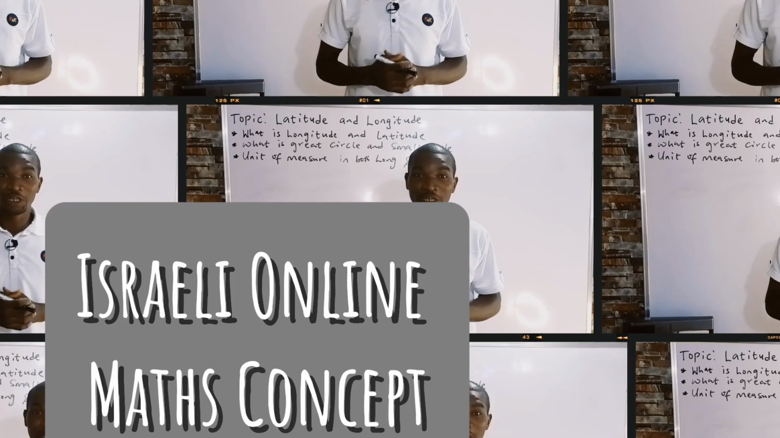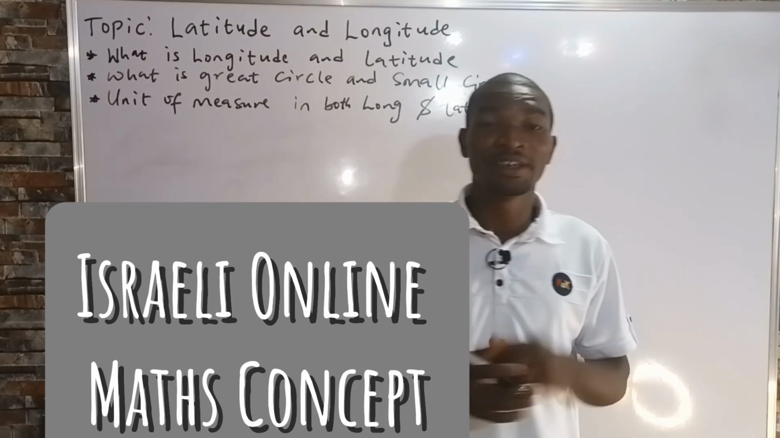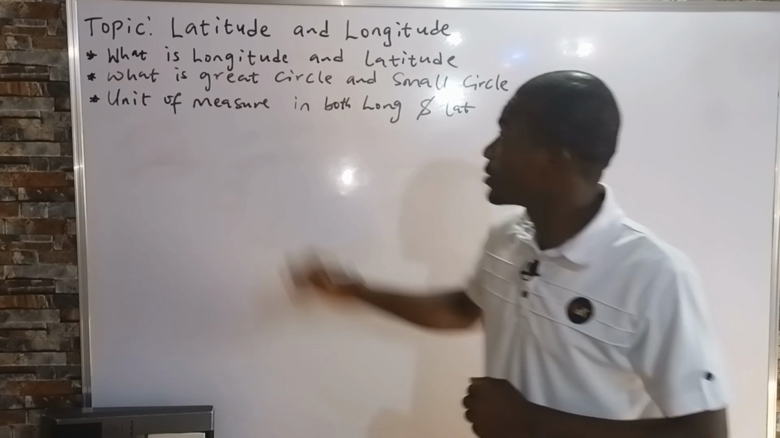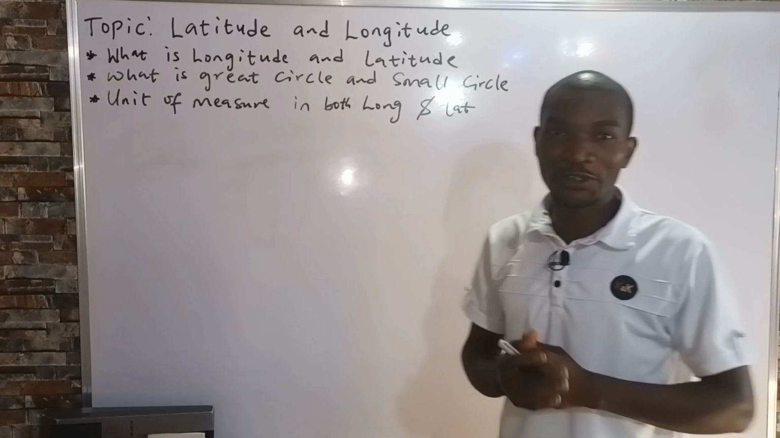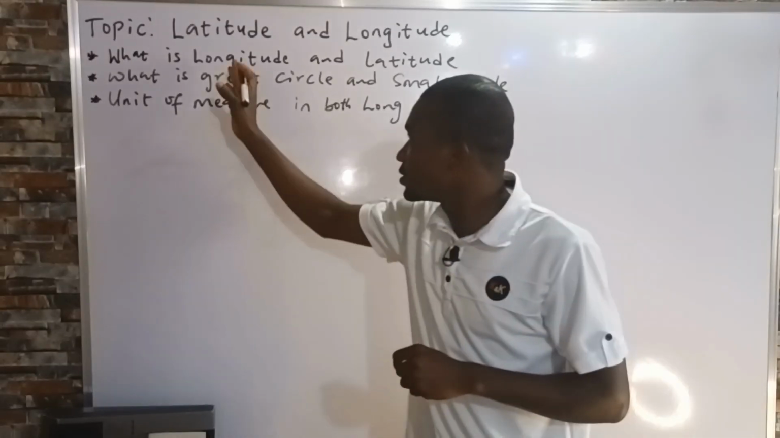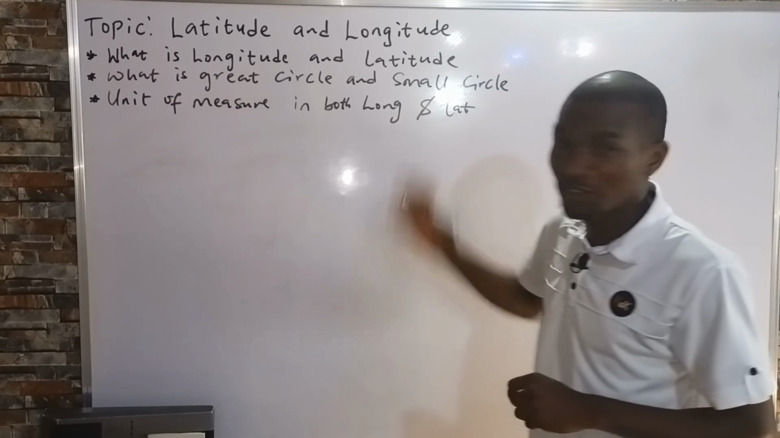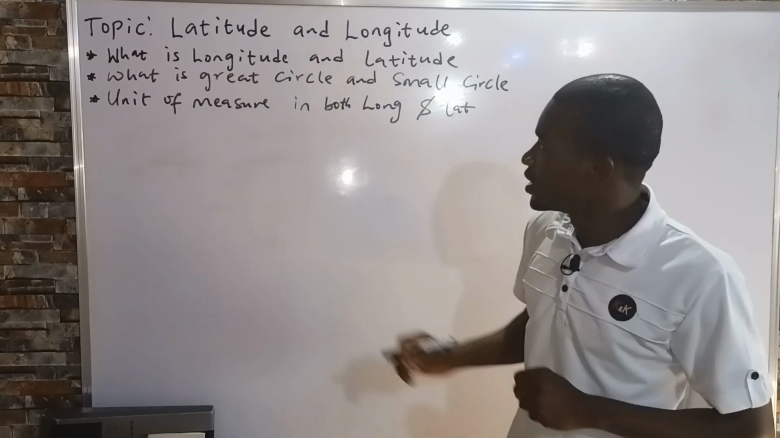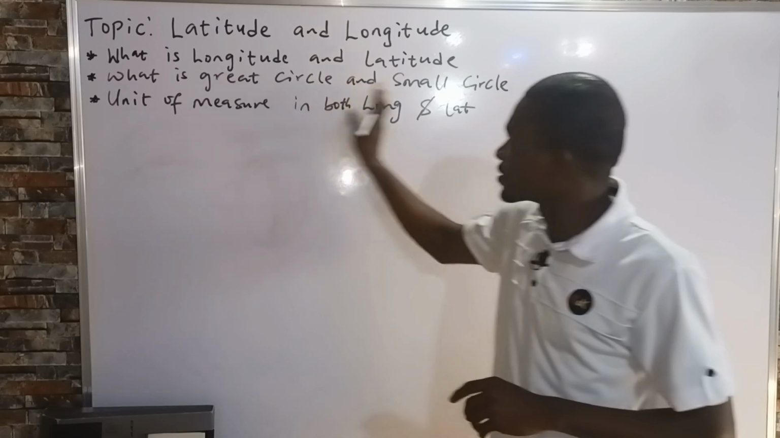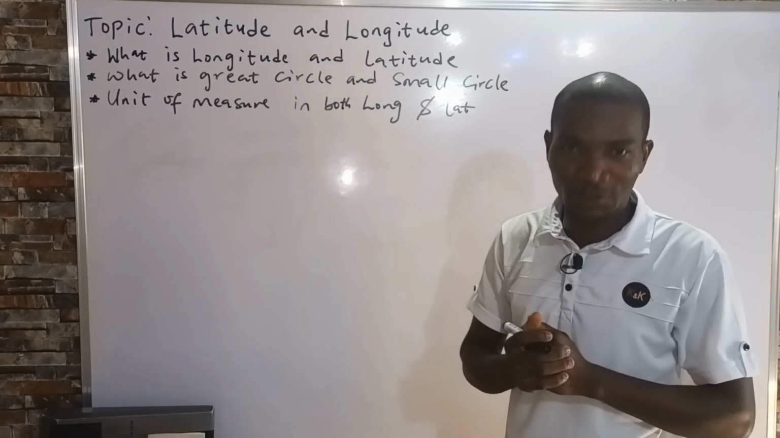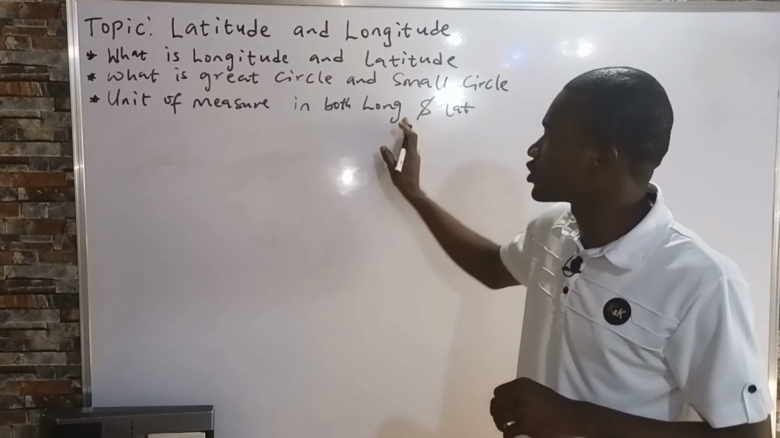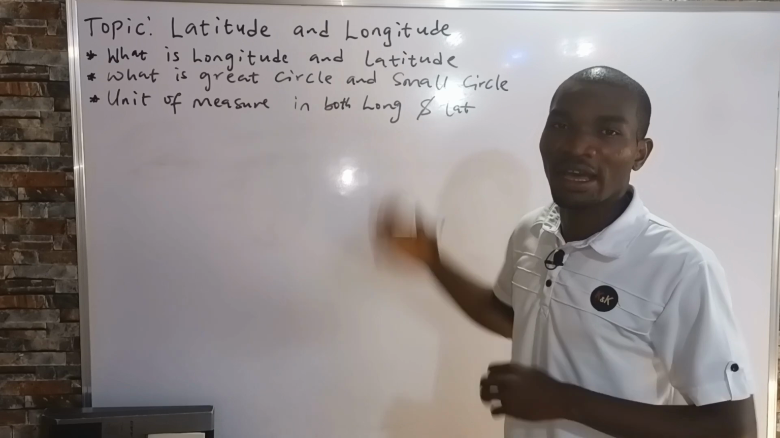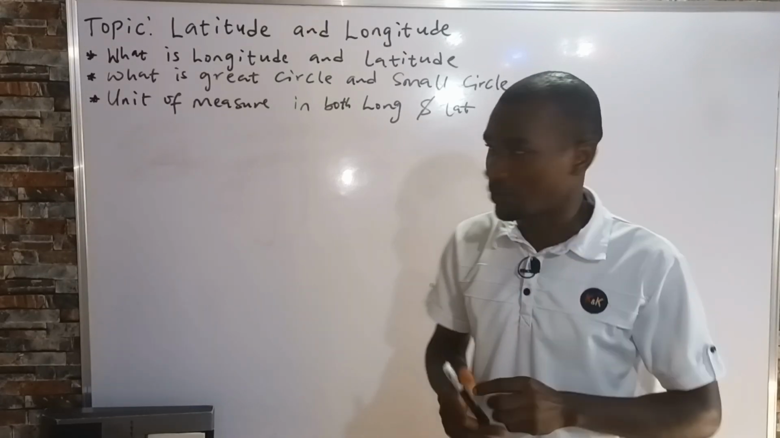In today's video we shall look into a very important topic in mathematics, and that is about longitude and latitude. By the end of this video you should be able to define or explain what longitude and latitude is all about. Secondly, you should be able to tell us what a great circle and small circle is all about. And lastly, you should be able to explain the unit of measurement of both longitude and latitude respectively.